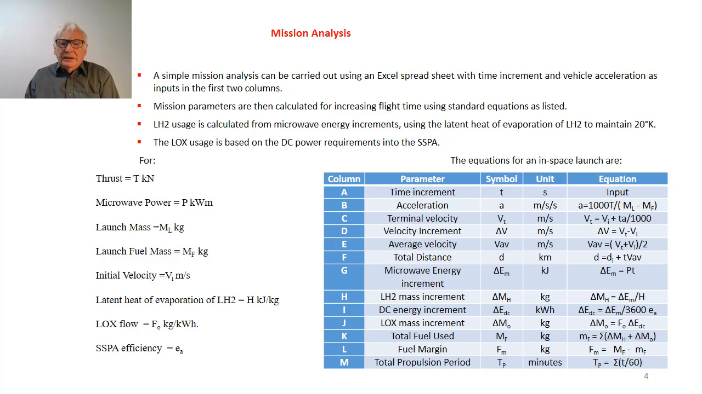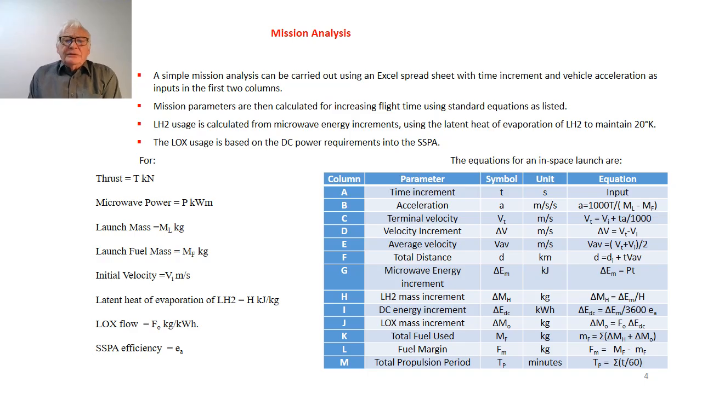To calculate the liquid oxygen you use, you need to know the DC energy you've used during that particular time increment. So you'll need to take into account the efficiency of the solid state power amplifier, and you need to know the liquid oxygen flow for the particular fuel cell that you're using. So this is a specified parameter for the fuel cell in kilograms per kilowatt hour.